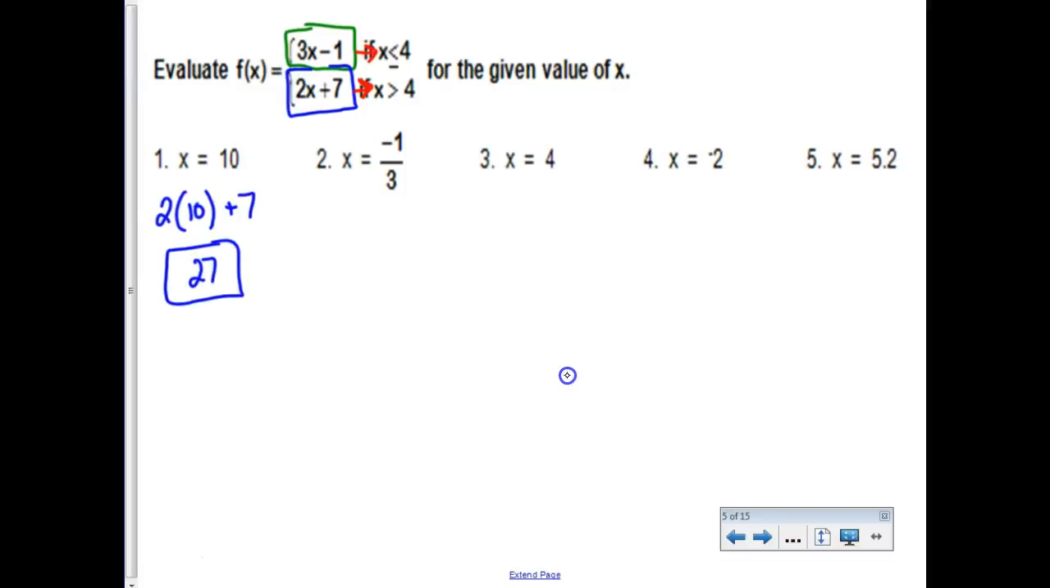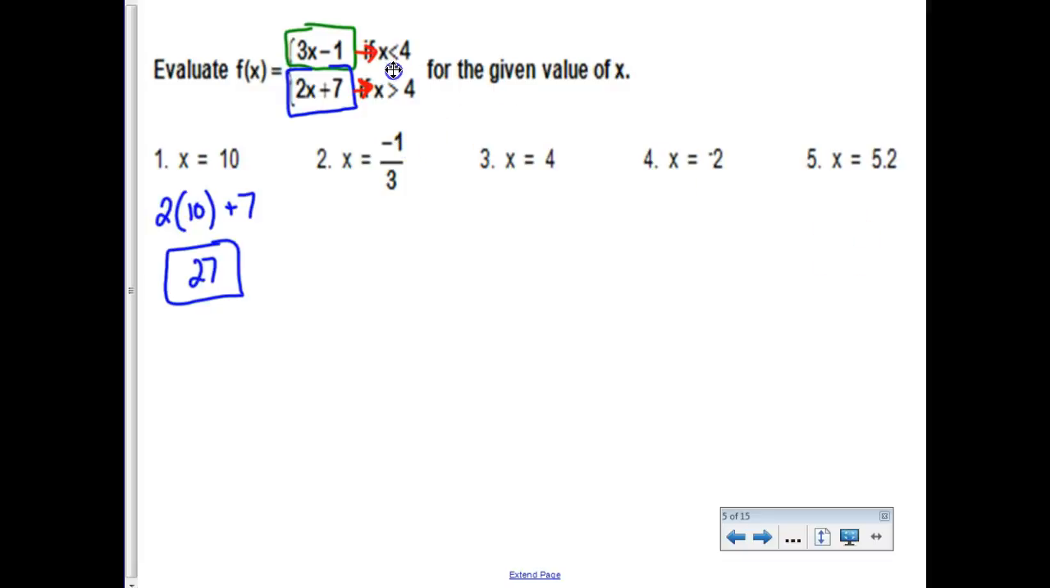So new problem, but the same function. Now, what if I want to evaluate that piecewise function at negative 1/3? Would I use the top function or the bottom function? For negative 1/3, I heard top. Tell me why.